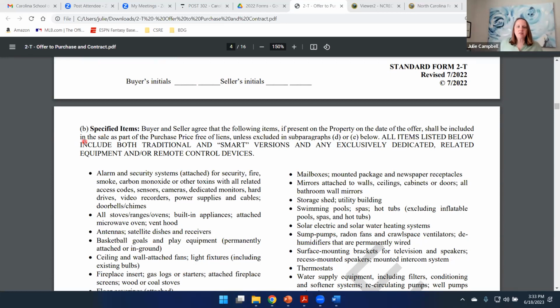Specified items. Buyer and seller agree that the following items, if present on the property on the date of the offer, shall be included in the sale as part of the purchase price, free of liens unless excluded below. All items listed below include both traditional and smart versions and any exclusively dedicated related equipment and or remote control devices. I think the best example I have of that is the garage door opener.